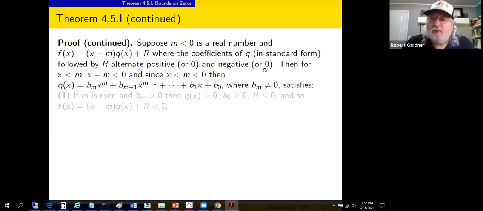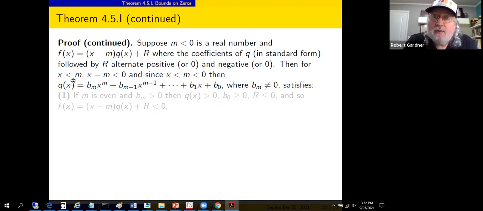So I had to state this or 0 thing twice. So that's the meaning about the coefficients of q followed by r. And we want to do the same type thing. We want to show that m is a lower bound. That is, we want to take an x value that's even less than m and show the function is not 0 at that x value.